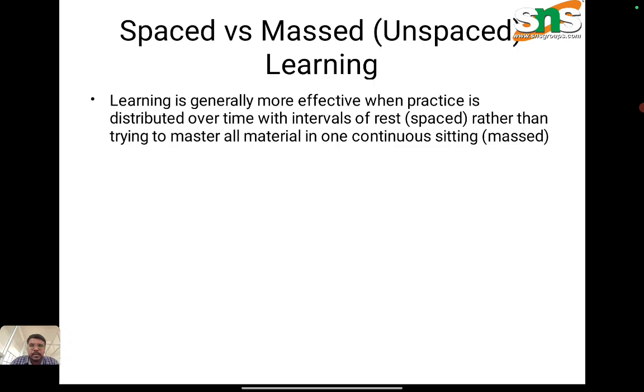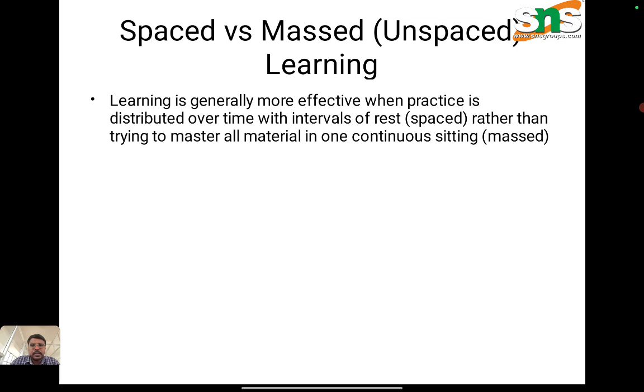First, we can see spaced versus massed learning. Spaced learning is more effective. Here, practice is distributed over time with intervals of rest. Mainly the learners take several periods of time, taking a rest or interval to relax the mind. This type is called spaced learning.